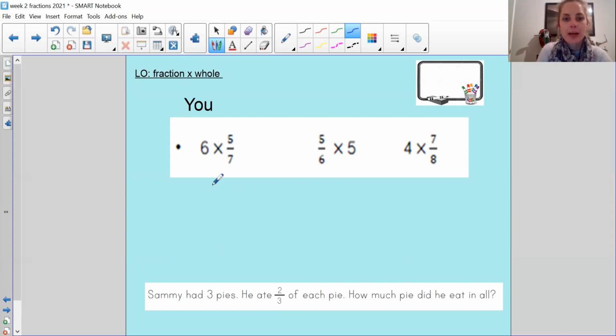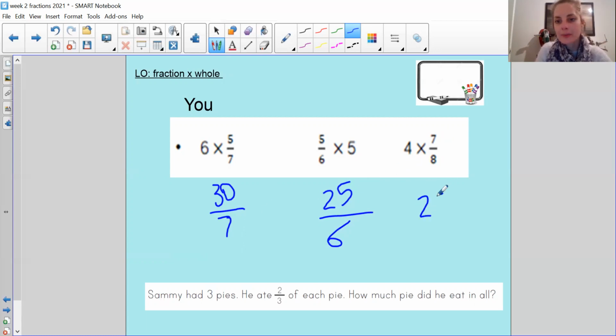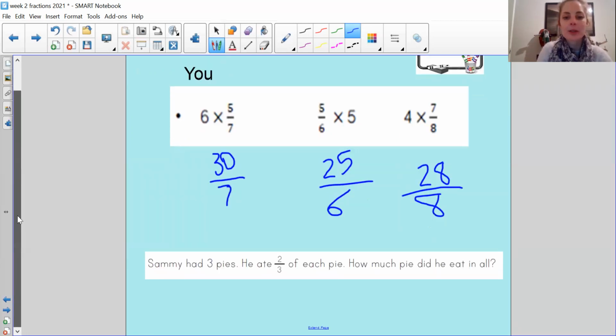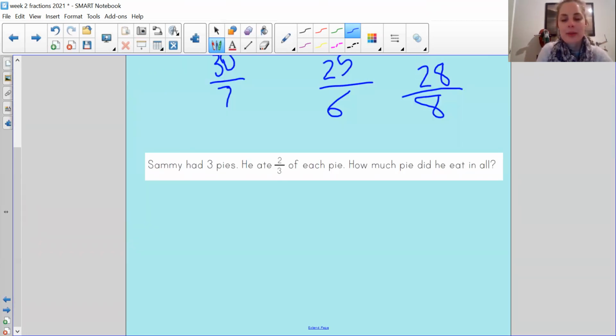So 6 times 5 is 30. Leave the denominator the same, 7. 5 times 5 is 25. Leave the bottom number the same, which is 6. And 4 times 7 is 28. Leave the bottom number the same. Hopefully you got 3 out of 3 for that. It is so easy, and hopefully you smashed that.